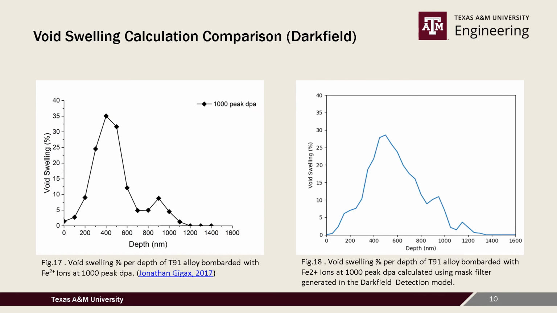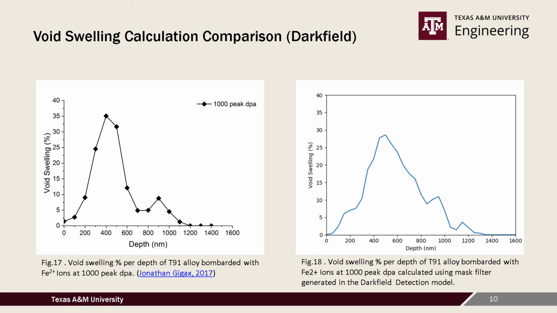Void swelling per unit depth was calculated in Python using the mask filters generated by the dark field detection model. Images from a T91 alloy sample that was bombarded with iron ions at 1000 dPa were processed through the model. The model was given the sample images cropped into sections to keep the void count below 100 in order to retain a higher accuracy. Figure 17 is the void swelling per depth that was calculated manually using ImageJ. This took approximately 10 hours to produce.